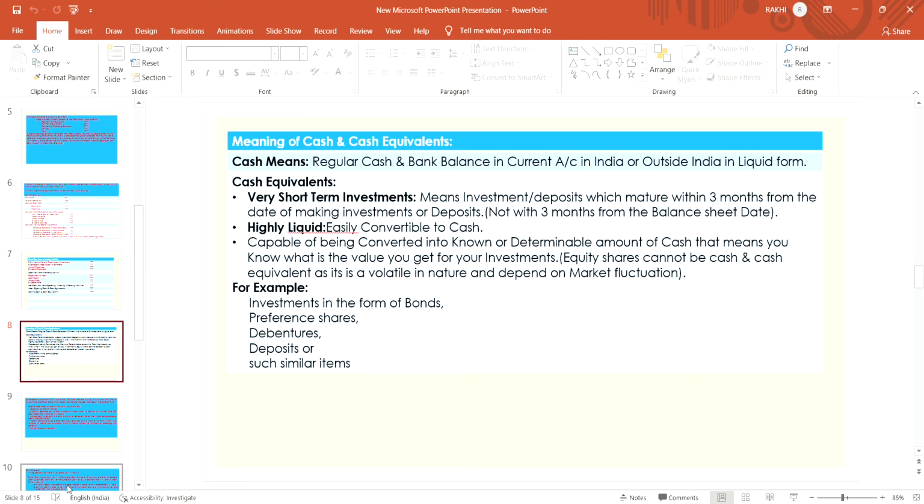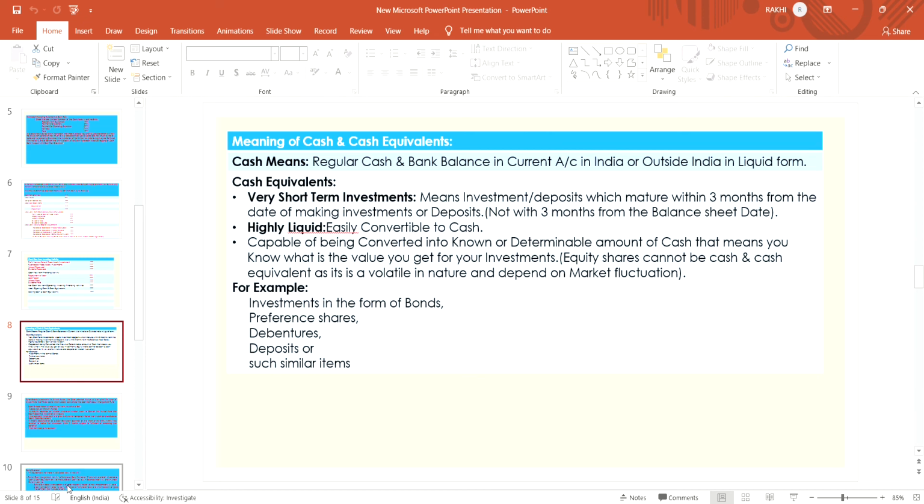Now comes the meaning of cash and cash equivalent. Cash means actual cash, in liquid form. Regular cash and bank balance in current account, wherever it is, in India or outside India, in liquid form.